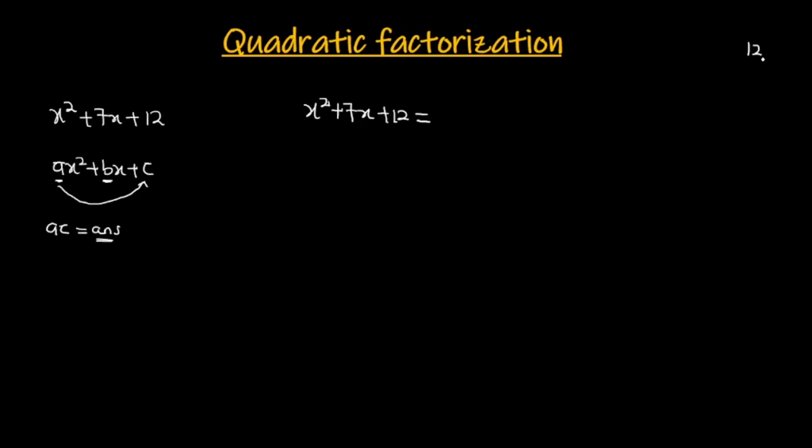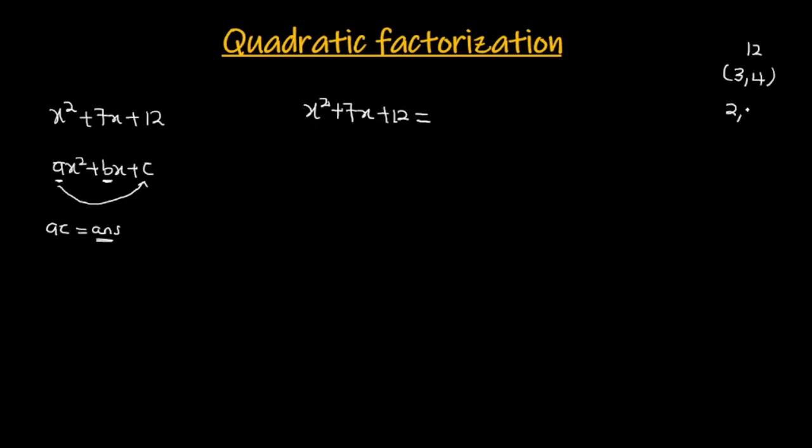But if you add or subtract them, you get 7. So if you think really well, you realize that 3 and 4 will do that. If you multiply 3 and 4, you get 12, which is the c term we have over here after we multiplied a and c. But if you add these 3 and 4, you get 7, which is in the middle over here. So this becomes a suitable number.